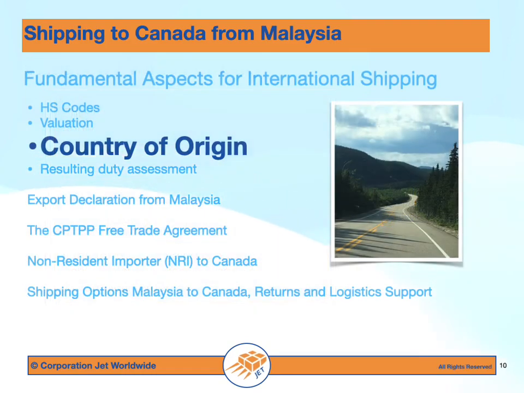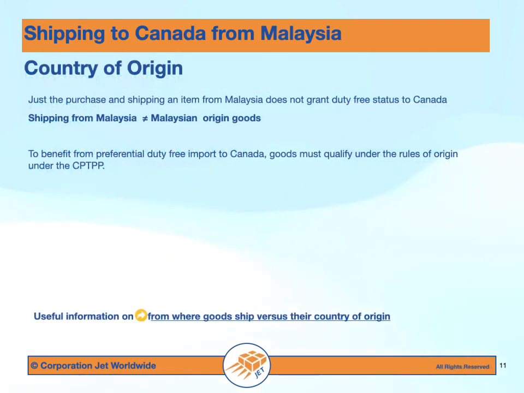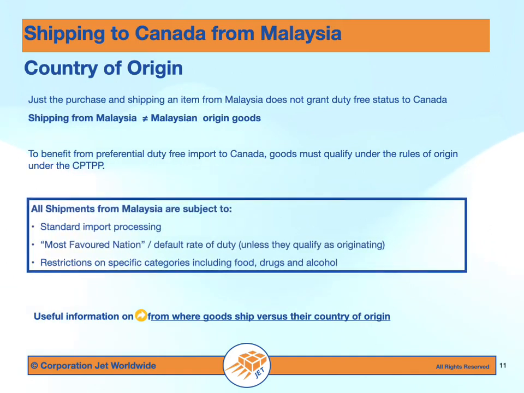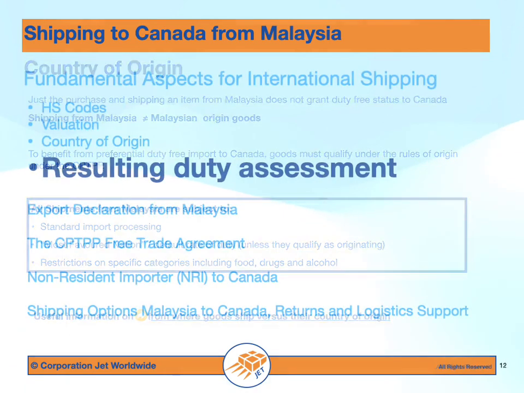Country of origin. Shipping from Malaysia to Canada is not the same as shipping Malaysian origin goods. Malaysian origin goods are those that meet the rules of origin defined within the CPTPP Free Trade Agreement, which we'll discuss later. All shipments from Malaysia are subject to standard import processing. The default most favored nation duty rate will apply, unless the goods qualify as originating. There are restrictions on specific categories, including food, drugs, and alcohol.